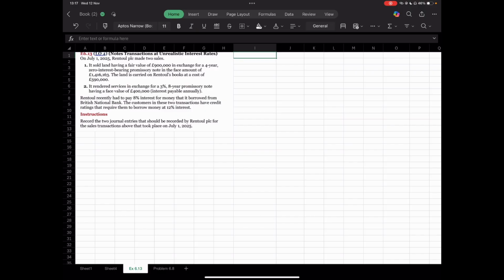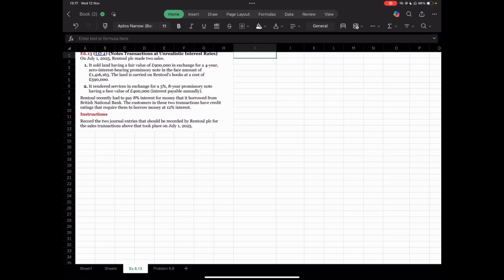First, the key concept here is that when a note states that the interest rate is zero or very low, it doesn't reflect the true economic value of the transaction. The note is really a combination of a sale and a financing agreement. We need to find the present value of the future cash flows using the customer's market interest rate, 12%. In this case, this present value becomes the sales price, and the difference between this present value and the note's face value is earned interest that will be recognized as interest revenue over the note's life.